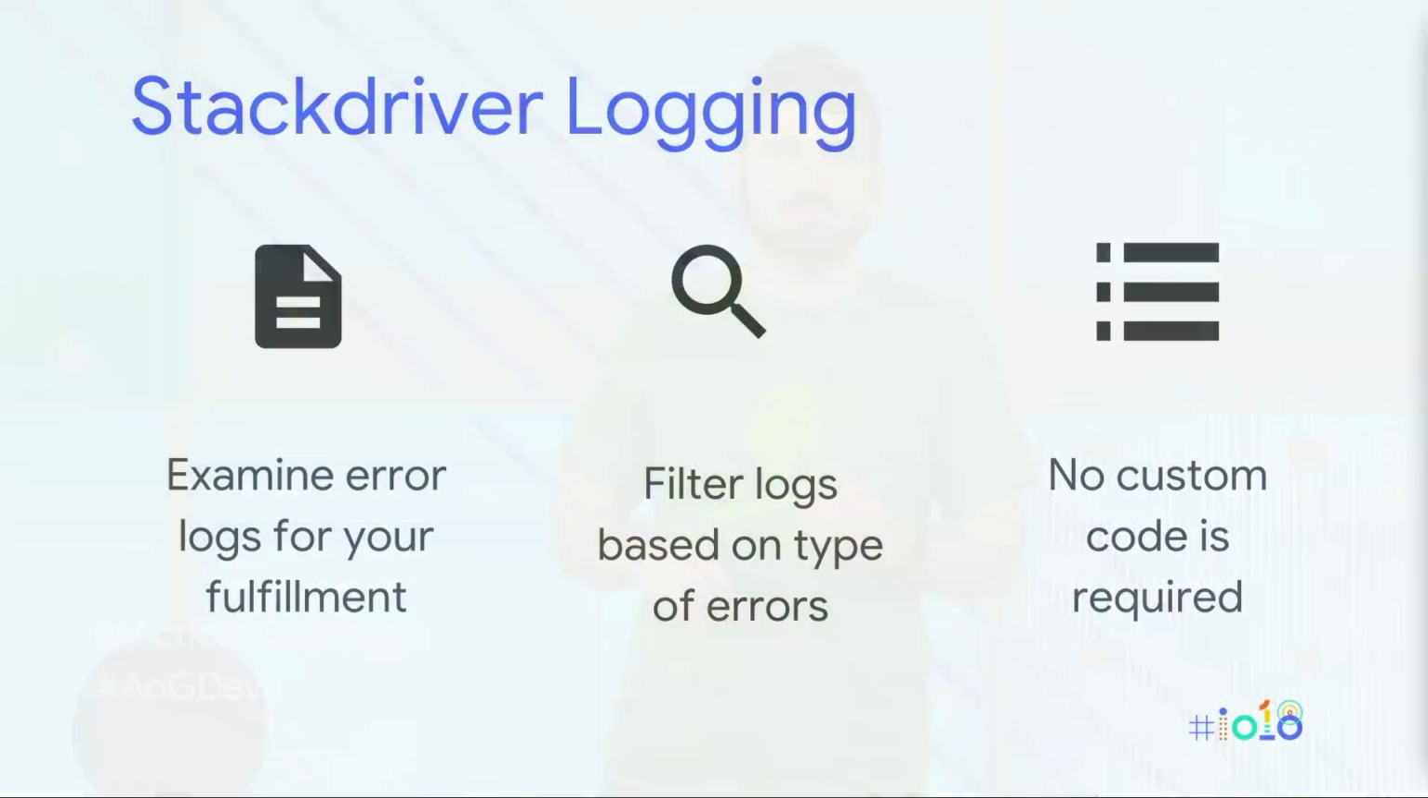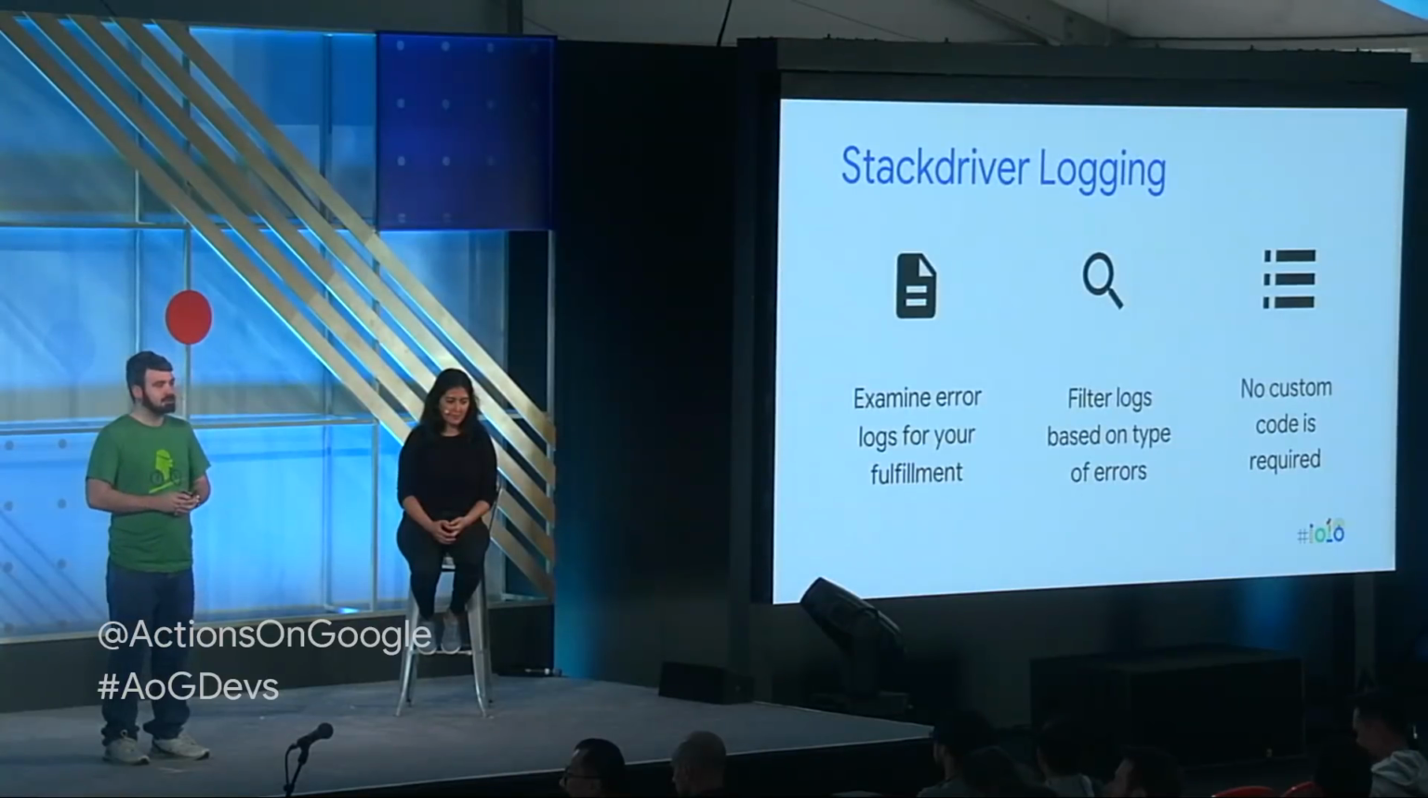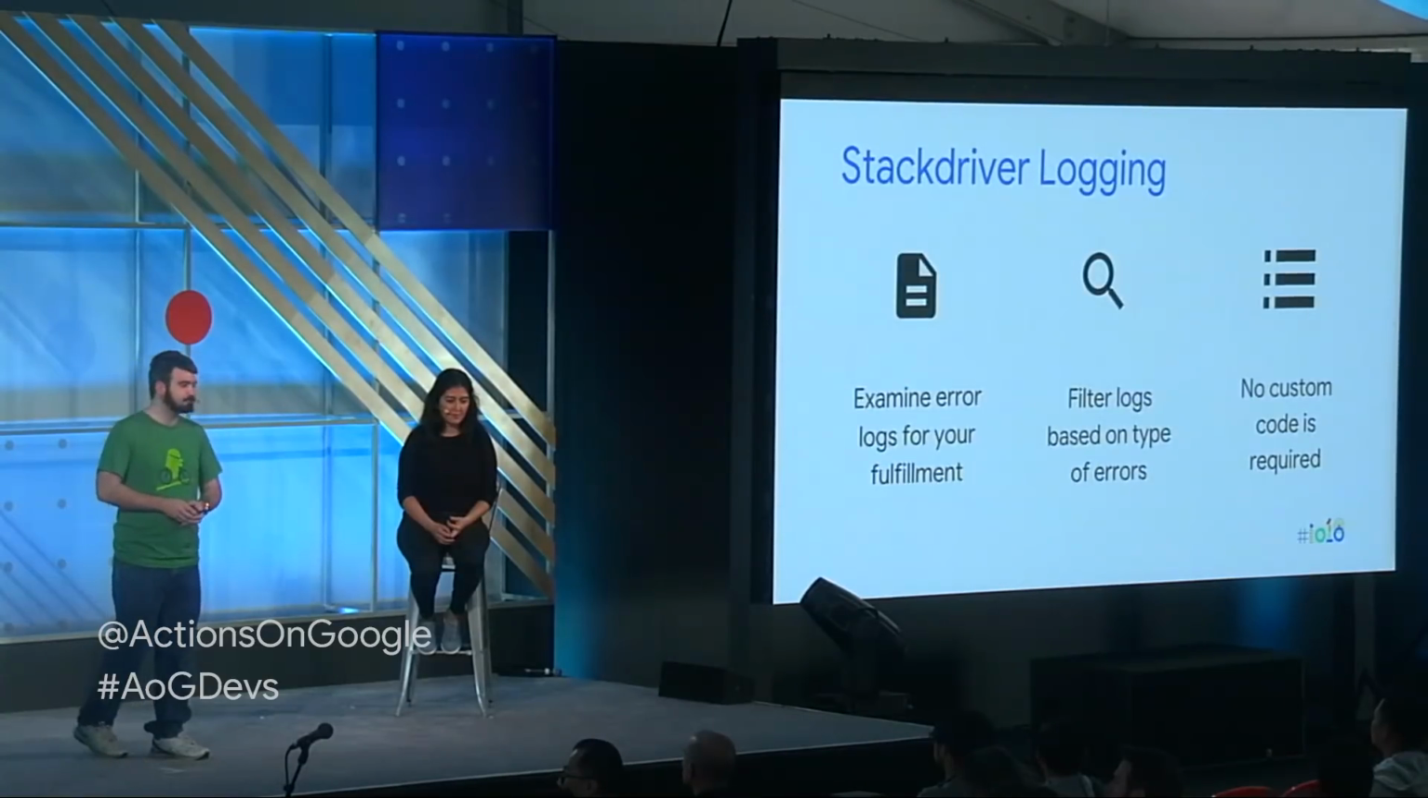So with Stackdriver logging, you can examine error logs for your fulfillment. And you can filter these logs based on types of errors and anything else that you might be logging. And what's really cool is that no custom code is required. If you're using Actions on Google, you get those logs. And if you're using Cloud Functions, you get those logs as well.